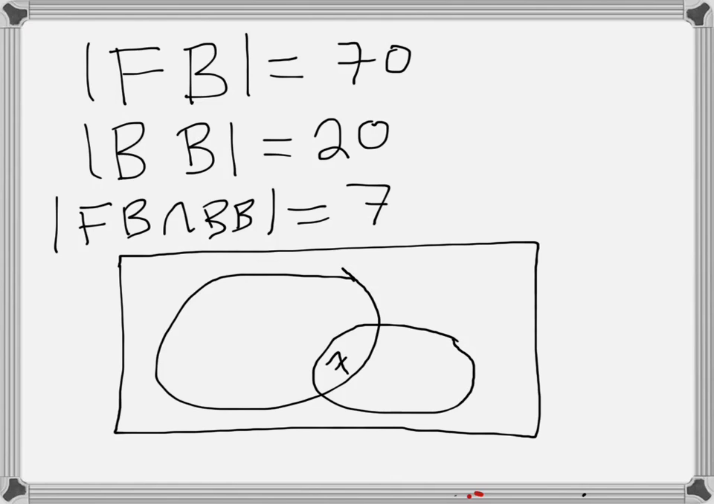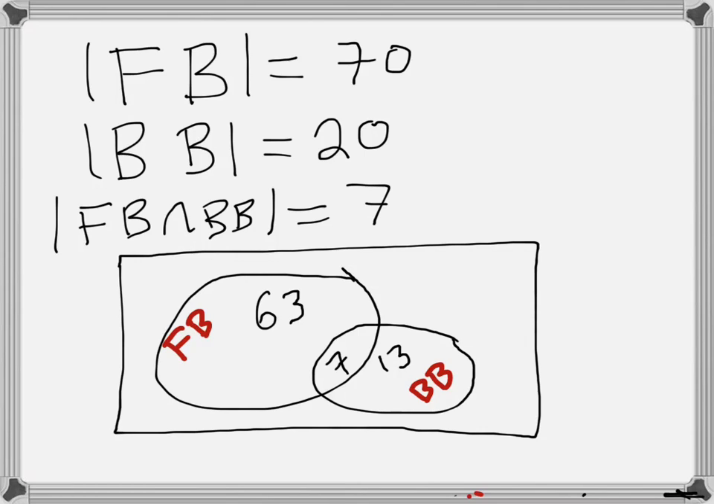So there are 7 that are in both. And let's title this football, basketball. So 7 are in both. That means the number of players that are in the football team but not the basketball team is 63. And the number of players that are in the basketball team but not the football team are 13.